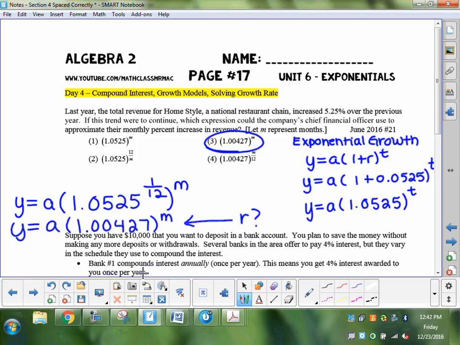What? 5.25. Well, you have to make sure that your units match. What was the problem with the units? This was the amount for the year, right? Over the year, we need this in terms of months. So there wasn't anything matching between the units. That's where we're going to get a problem.